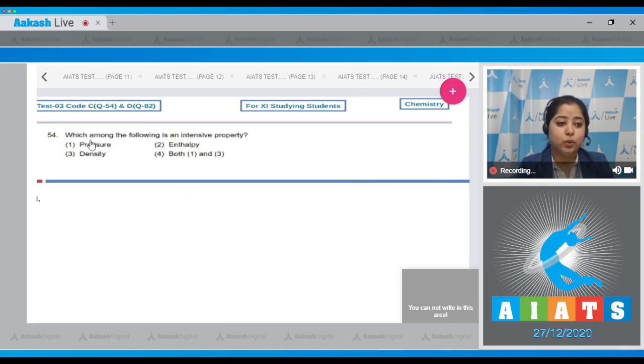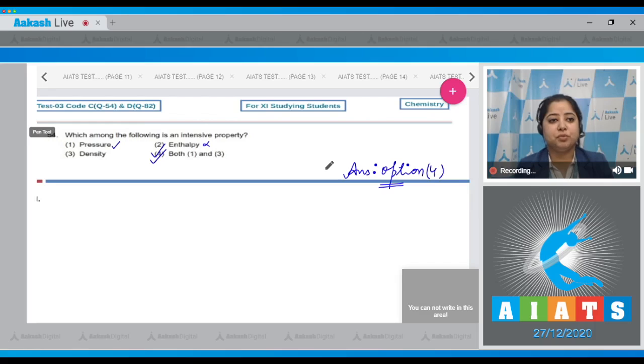Let's read it. Which among the following is an intensive property? Students, intensive properties are those which are independent of the quantity of matter. Here pressure is an independent quantity, enthalpy is a dependent property, and density is also an independent property. That means both 1 and 3 are intensive properties. So the correct answer is option number 4. Moving to next question, which is question number 55.